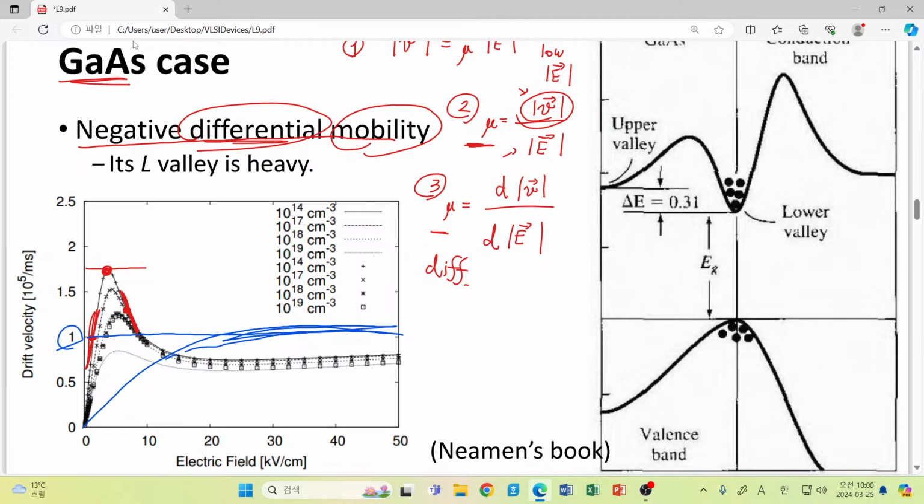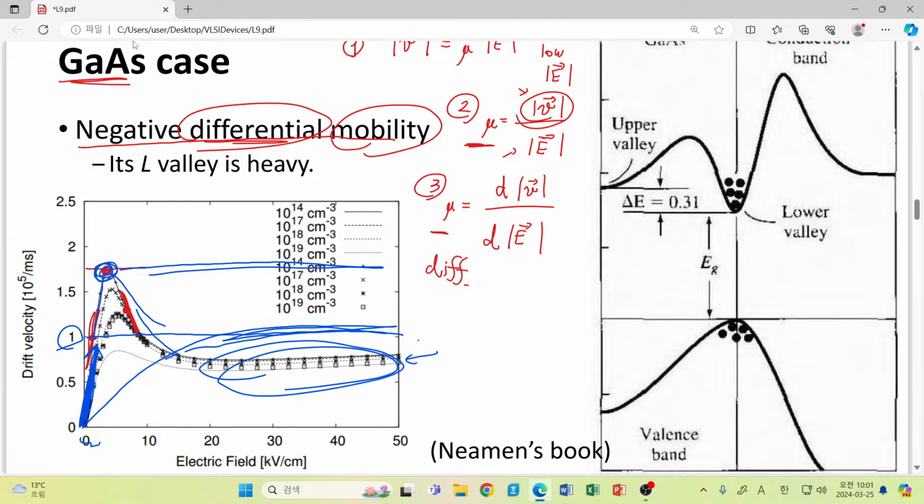However, in the case of our gallium arsenide, it has higher mobility, so in the low electric field region, it just goes up quite rapidly. After that, it reaches its maximum velocity. After that, it is not saturated, but it is just going down. And after that, it approaches a certain saturated value. Quite interesting and weird. It sounds quite weird.